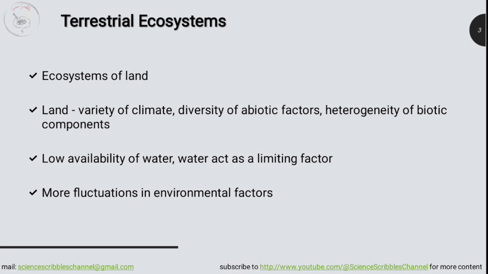Low availability of water is the prime factor of terrestrial ecosystems, and water acts as a limiting factor in land ecosystems. There are much more fluctuations in environmental factors on land, and ecologically, terrestrial habitats are much more varied.